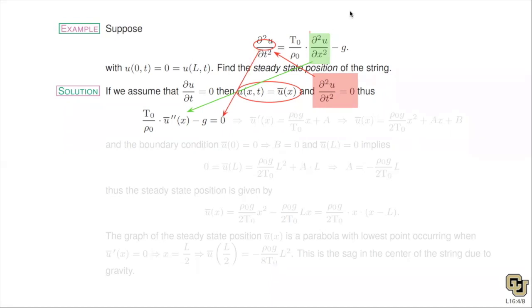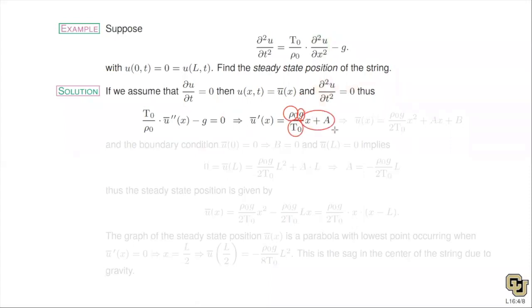So now I'm going to isolate the U bar double prime term. I move the minus G over. It becomes positive. And then multiply both sides by rho naught, divide by T naught, and integrate once. So there's the G that we moved over. It's positive. We multiplied both sides by rho naught, divided both sides by T sub 0. Integrated once, you get the x plus a from the integration. You get the variable plus your constant of integration.